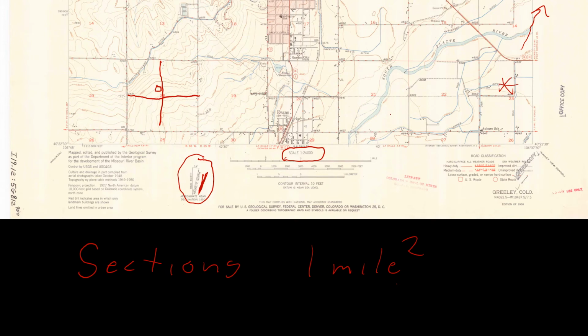One thing I could do though is divide that section into quarter sections. Okay? So if I did that, we could say that this is the northwest quarter, this is the northeast quarter, this is the southeast quarter, and this is the southwest quarter. Now what would you say? Yeah, you could say it's in the northwest quarter of section 24.